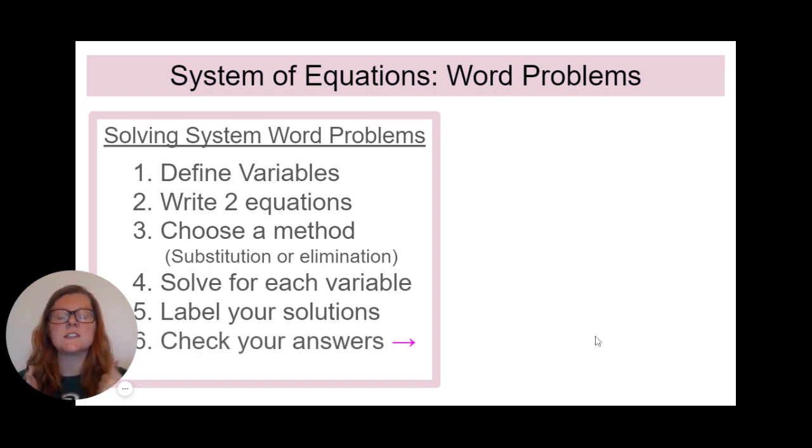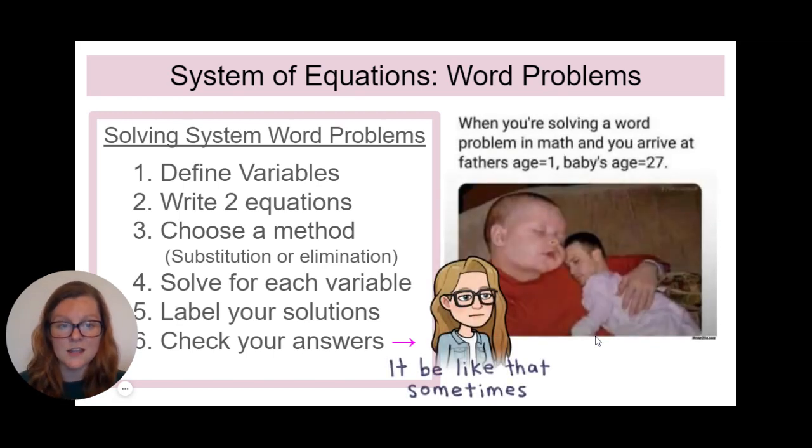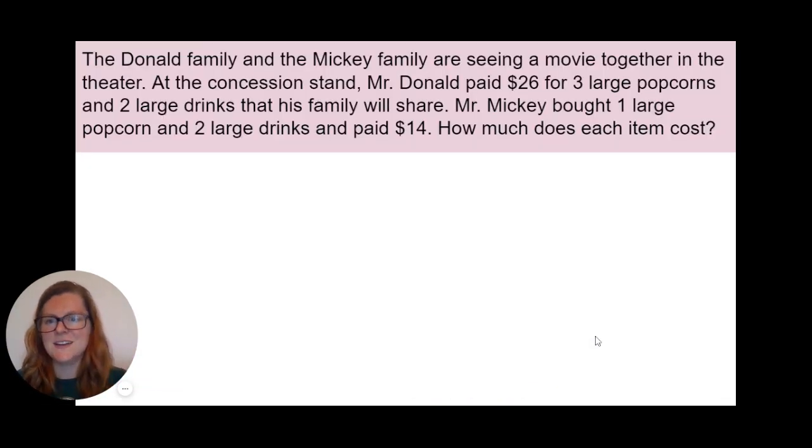And y'all, here is the biggest thing when we're solving word problems. Check your answers. If you're solving a word problem and you find that the father's age is 1 and the baby's age is 27, we might need to go back and check our work because that does not make sense in context of our problem. Okay, so let's go ahead and read this one together and then we'll see how to write some equations.